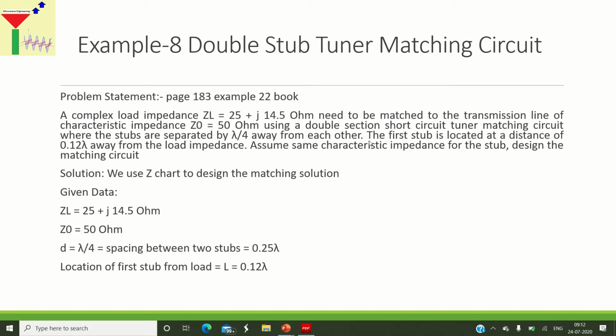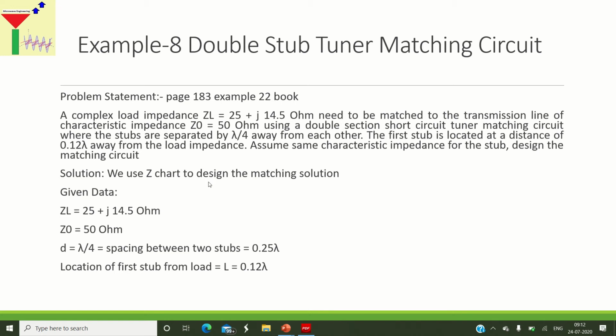And here it is mentioned that the first stub is located at a distance of 0.12 lambda away from the load impedance. This is a new thing in this design of double stub tuner circuit. In the problem we solved in our previous lecture, we assumed that the first stub is located on the load itself. But here there is a difference: the first stub is located at 0.12 lambda away from the load impedance. Assume that the characteristic impedance of the stub is the same, and design the matching circuit.